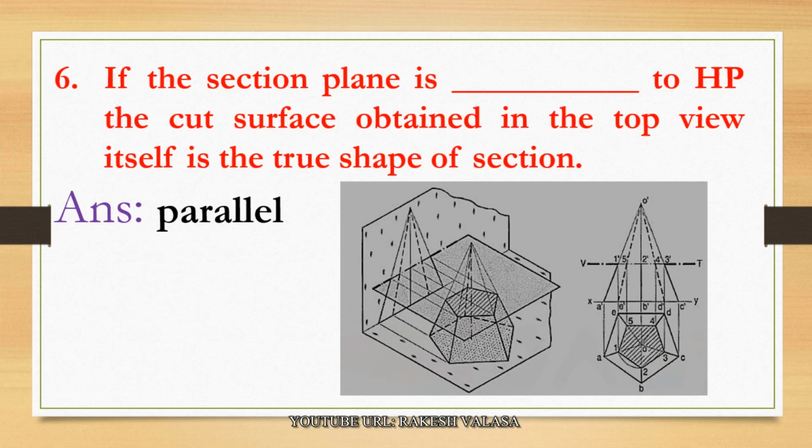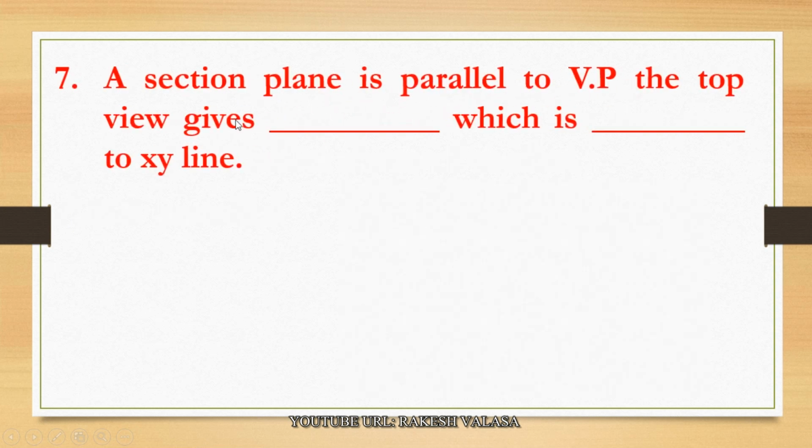The answer is parallel. You can also see this orthographic view. The section plane is VT. This is perpendicular to the vertical plane and parallel to XY or the horizontal plane. We can see the true shape only in the top view. In the front view, it appears like one horizontal line. Question number 7. A section plane is parallel to a VP. The top view gives dash, which is dash to the XY line. The first fill in the blank is line and the second fill in the blank is parallel.